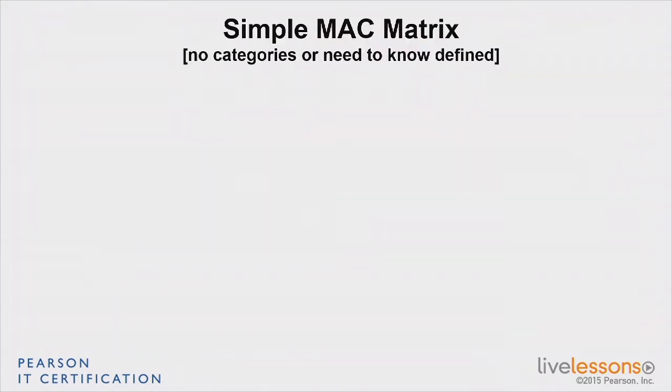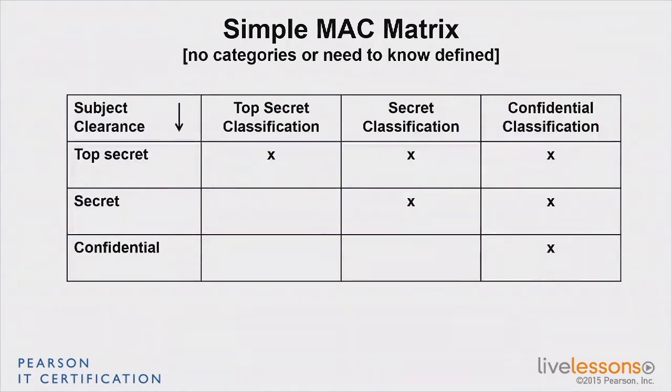Let's look at just a simple MAC matrix. We're not looking at categories or need-to-know defined here. But just going back to our classifications of top secret, secret, and confidential, those are the categories across the top, and then going down the left-hand column are our subject clearance. Our subjects could be given top secret, secret, or confidential. So they have to, again, be equal to or greater than.